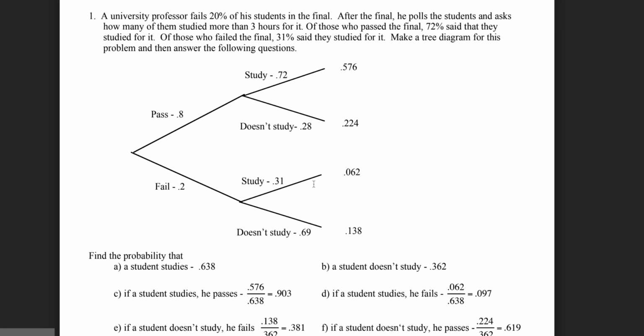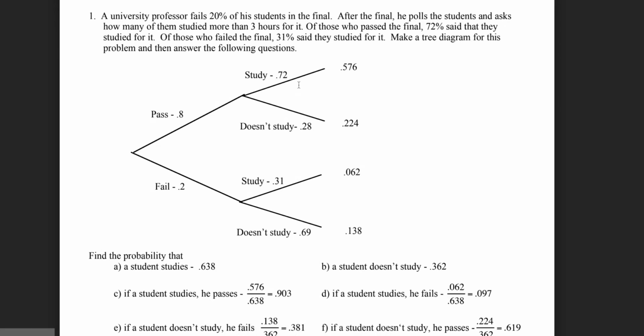If they failed, 31% studied. But if they passed, 72% of the ones who passed studied. So there were still some kids who didn't study but passed, and still some kids who did study but failed, right? So you can look at that.